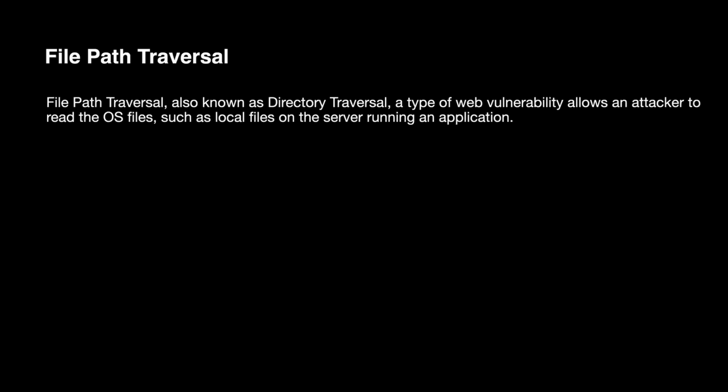When you go into a web app, each website has its own subdirectory for the contact page, forms page, etc. File path traversal, also known as directory traversal, is a type of web vulnerability that allows an attacker to read OS files, such as local files on the server running the application.